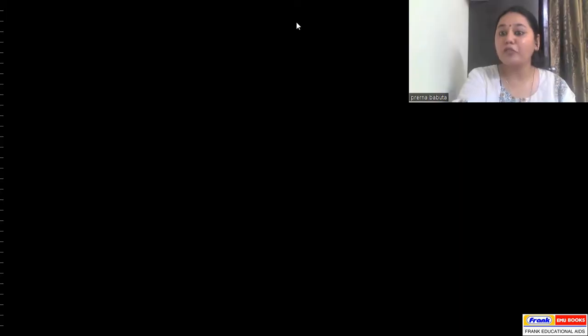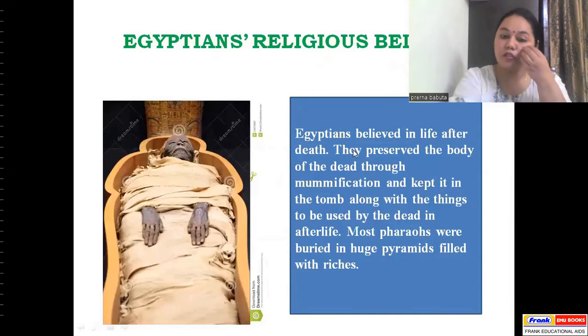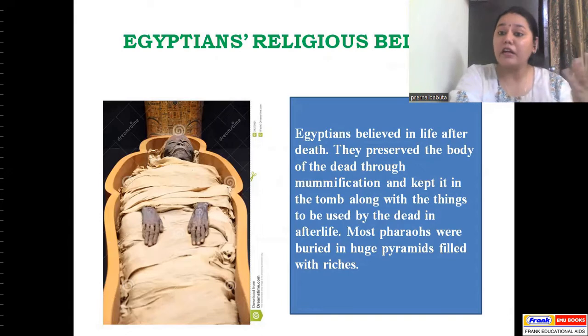Okay. So I hope all of you are following the presentation. Let's move forward. So we've spoken about mummification, and I've told you that they preserved the body and kept it in the tomb along with the things that could be used by the dead in the afterlife. And the pharaohs were buried in huge pyramids. We know what a pyramid is, filled with riches. When I talk about riches, that's exactly what I just told you: the gold, the jewelry, the ornaments, and a lot of rich art and craft things.